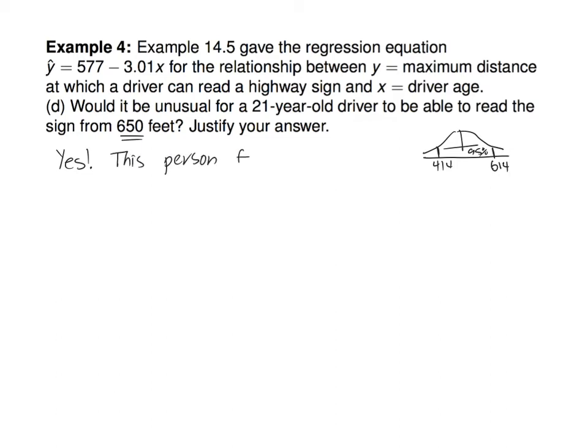So this person falls into where? He falls into the top 2.5% of all 21-year-olds. And so if I ask you a question like this, that's enough of a justification. Give me the right conclusion: yes, he's unusual. And then tell me where he is. Well, he's in this top 2.5%. And really, he's probably in the top like 1%. But top 2.5% you can say for sure because he's above the cutoff right there.